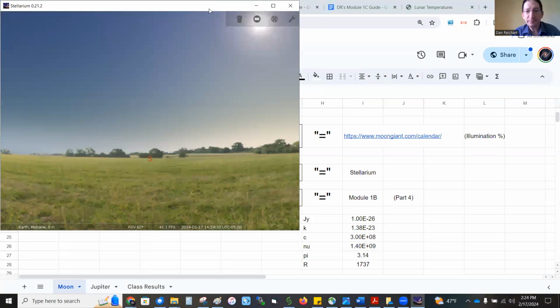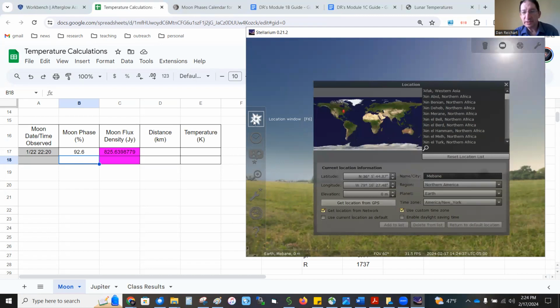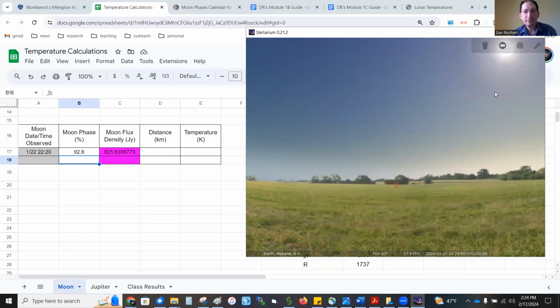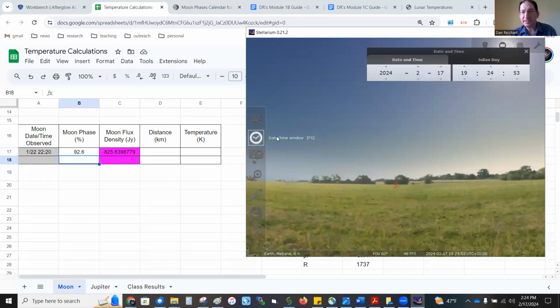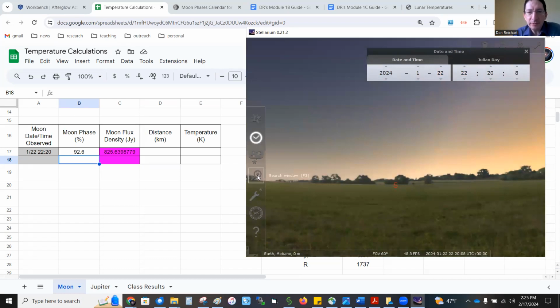So here's Stellarium. First thing you're going to want to do is put it in universal time. So click on the first tab, the location window, custom time zone, and set that to UTC. There we go. You can get rid of it. Then let's bring up the date time window. Change this to, for my observation, it was January 22nd, 22 hours, 20 minutes. And then I'm going to call up the moon.